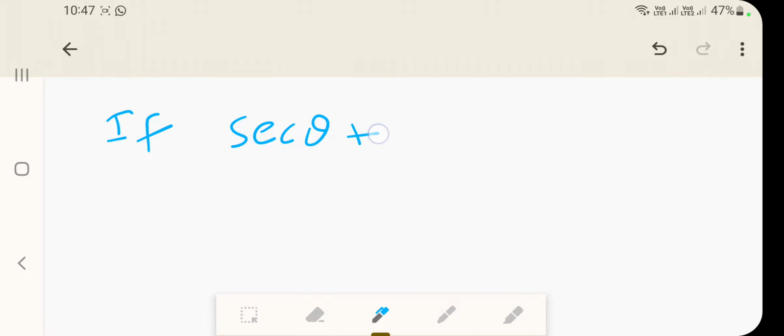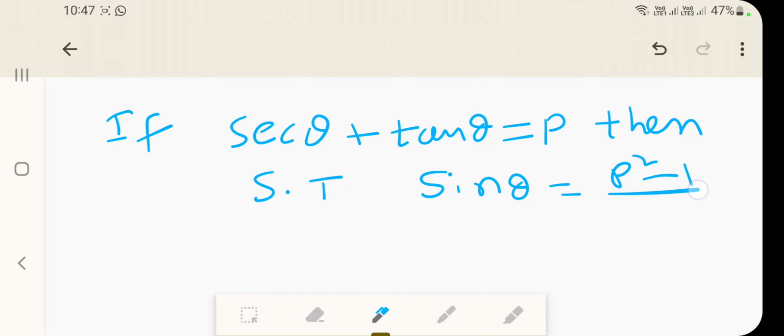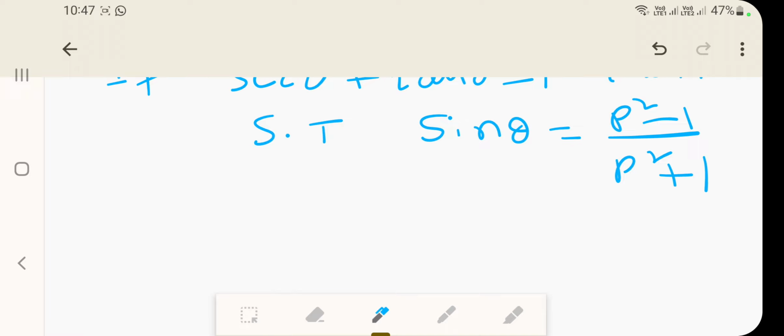That is, if secant theta plus tan theta is given as p, then they're asking to show that sin theta is equal to (p square minus 1) divided by (p square plus 1). Okay, so this is what they're asking here. So here we have to use the properties of identities.